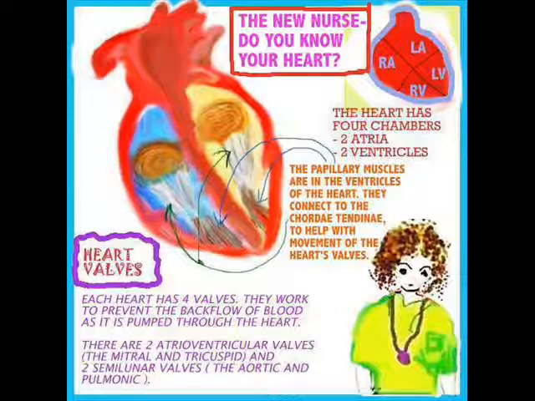Each heart has 4 chambers: 2 upper chambers and 2 lower chambers. We know there are 2 atria, those are the upper chambers, and 2 lower ones, the 2 ventricles. And each heart has 4 valves. They work to prevent backflow of blood as it's pumped through the heart. There are 2 atrioventricular valves, which are called the mitral and tricuspid, and there are 2 semilunar valves, the aortic and the pulmonic.